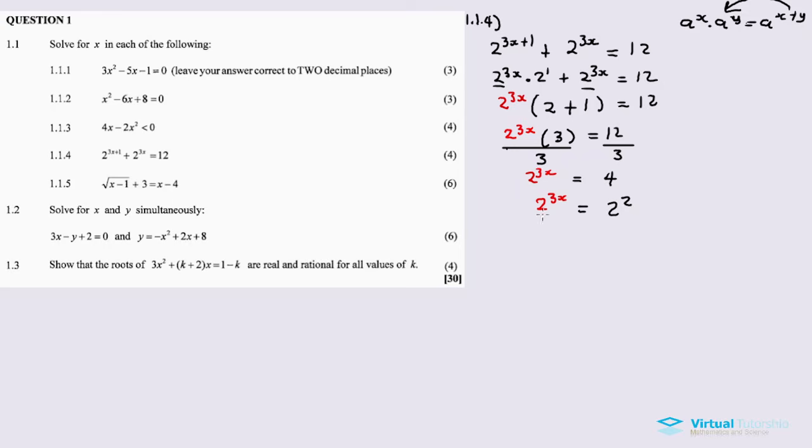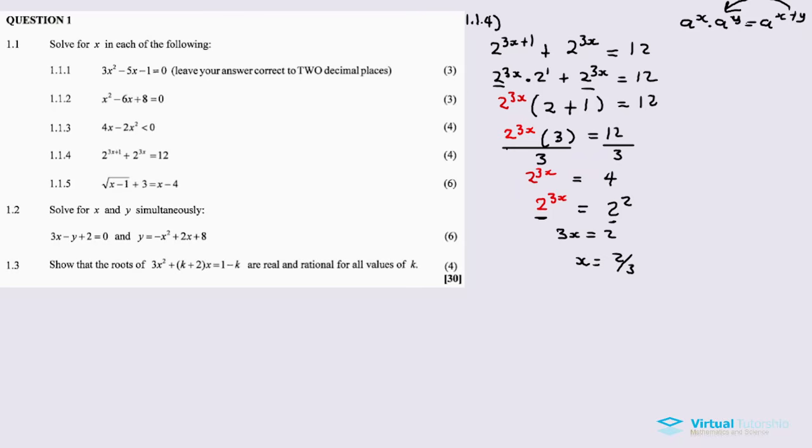So now we have a 1-to-1 ratio. 2 raised to exponent 3x equal to 2 raised to exponent 2. This is what we call a 1-to-1 ratio, right? Our powers with the same bases are equal. It means the exponents must be equal as well. So therefore drop out the bases: 3x equals 2, and then divide both sides by 3. The x is equal to 2 over 3.